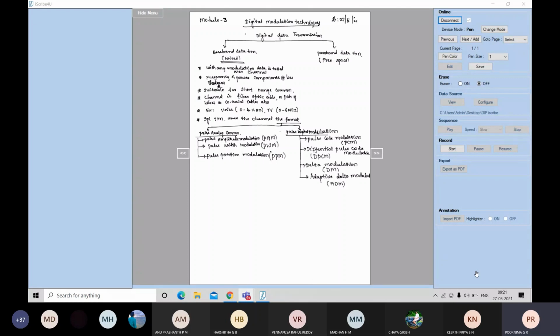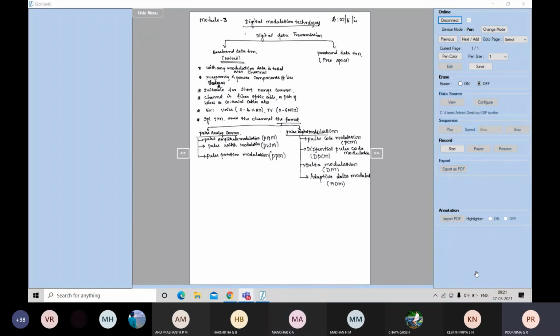I think pulse position modulation you have done using 555 timer, right? Pulse width modulation and pulse position, 555 timer. Do you remember? Students. In theory, we have studied, ma'am. In theory. Not practically. Maybe in your lab sessions you may not have.